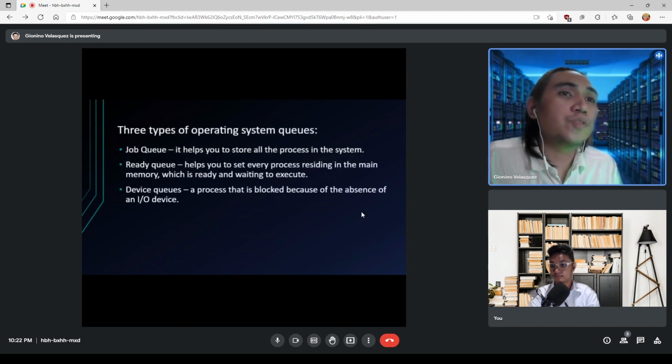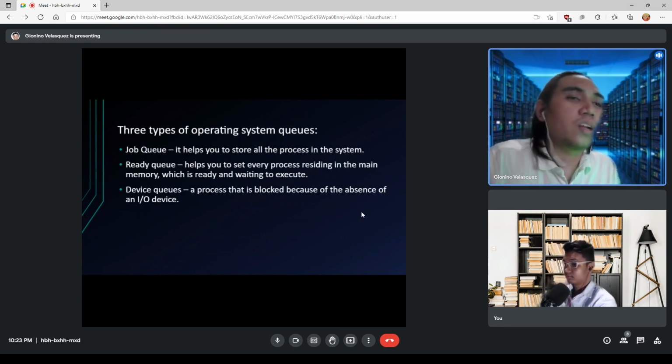There are three types of operating system queues: job queue, ready queue, and device queue. Job queue helps you to store all the processes in the system. Ready queue holds every process residing in the main memory which is ready and waiting to execute. Lastly, device queue holds a process that is blocked because of the unavailability of an I/O device.